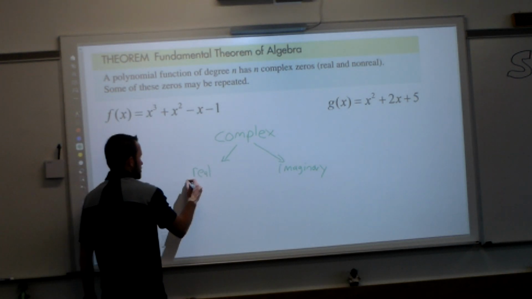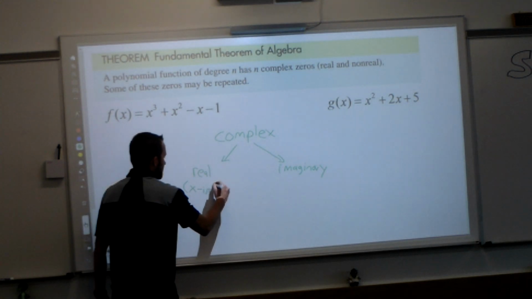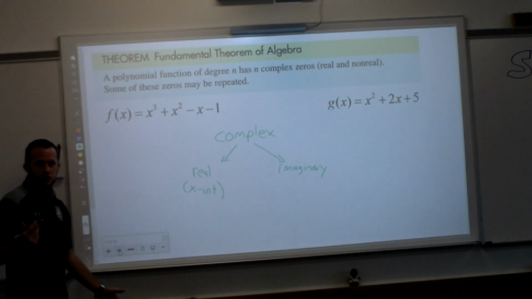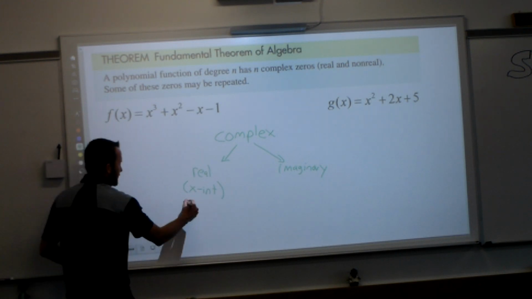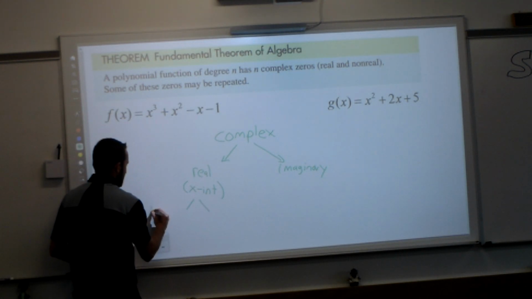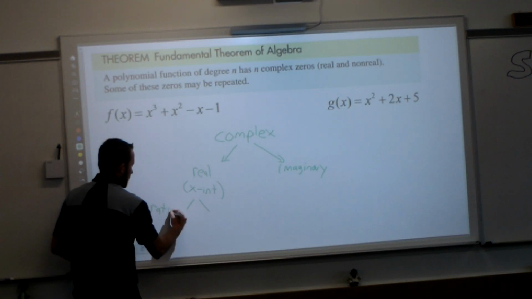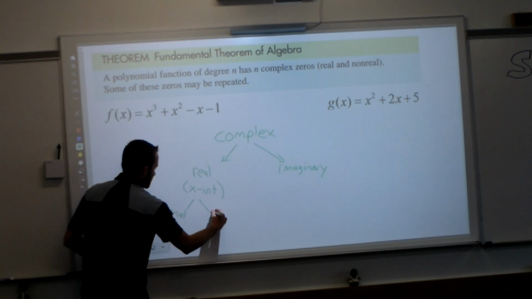If they're real, they show up as x-intercepts. If they're imaginary, then they don't show up at all because they're imaginary. Now we could break this down even further. If they're real, they can either be rational or they could be irrational.